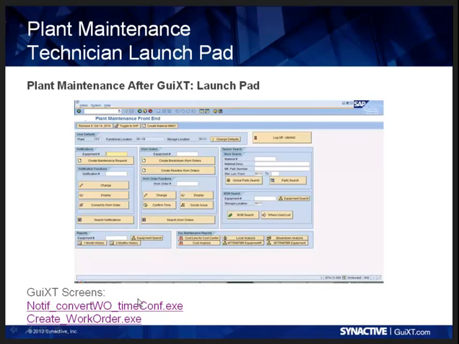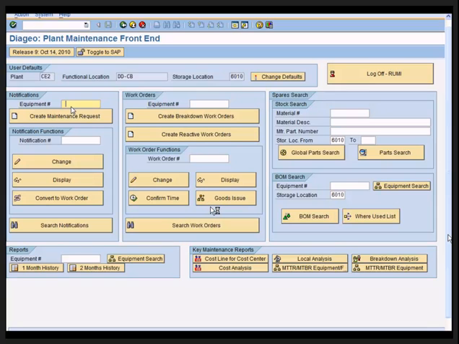I'm going to show you a quick Screencam on what this can look like. When a user logs in, I have a technician role. This is going to be my initial screen. You don't see the easy access screen. You don't have to navigate through the tree or remember the transaction codes. You click on the push button here to create a notification or to create a work order.